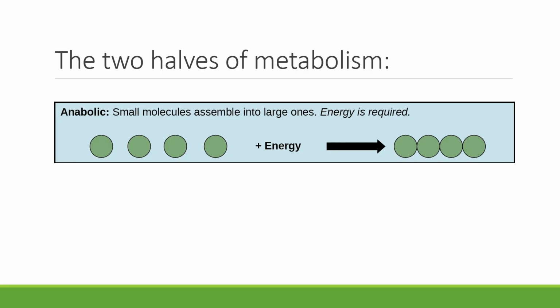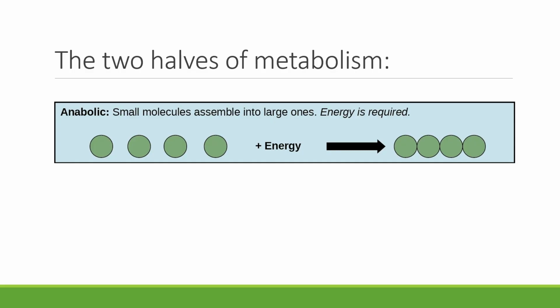These types of chemical reactions require energy to move forward, which makes sense, right? Imagine you're building a house. A lot of energy goes into the process of combining the smaller construction materials to create the larger final product. That is an anabolic reaction.